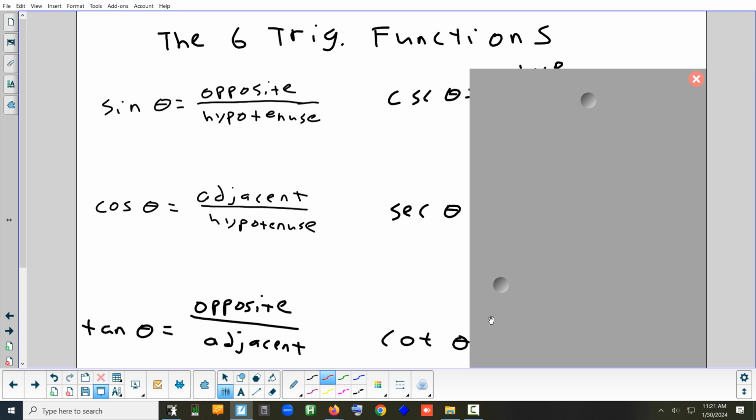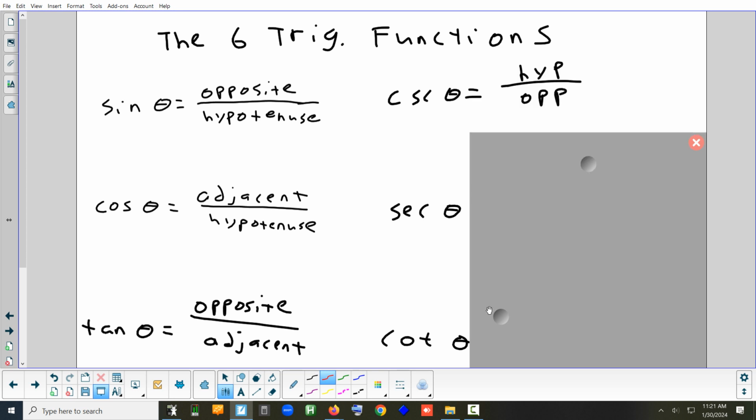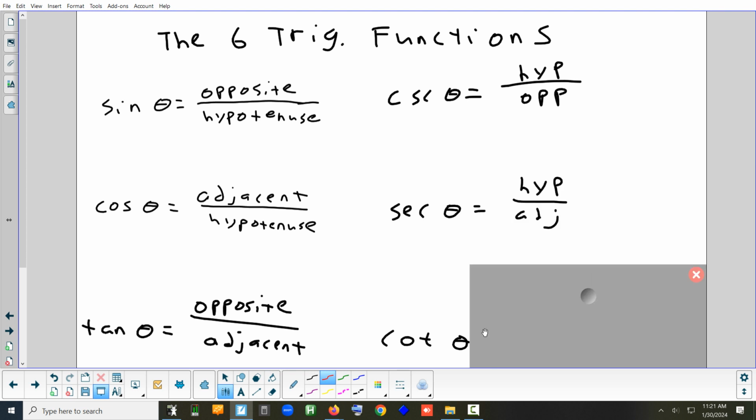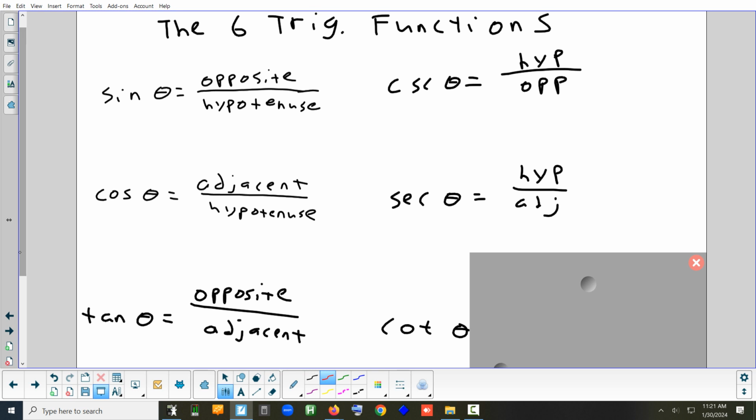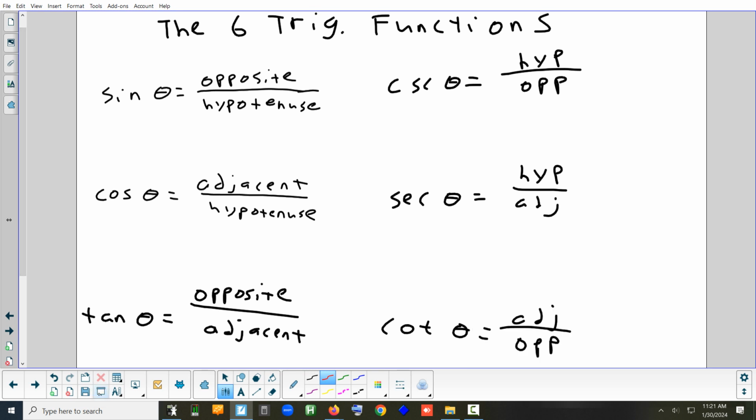Hypotenuse over opposite. Yep. And the secant? Hypotenuse over adjacent. And the cotangent? Adjacent over opposite. Yep.